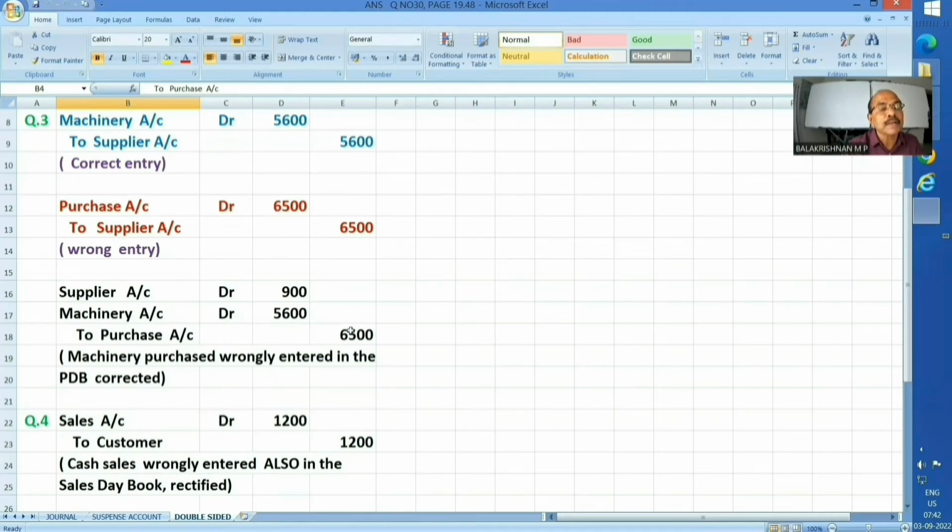And supplier has been credited with 6,500 instead of 5,600. That means an excess credit of 900. How to nullify it? Debit to that extent. So supplier account debit 900. The full journal entry is that supplier account debit 900, machinery account debit 5,600, to purchase account 6,500. Machinery purchase wrongly entered in the purchase day book corrected.